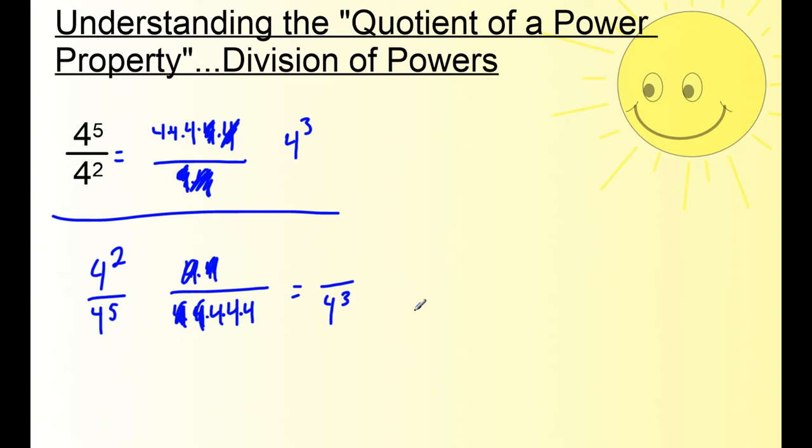Not 0, don't put 0, it's 1. So we have this 1 over 4 to the 3rd power. That is an okay answer. In fact, that's the correct answer. That's the answer we'd want to say here. Okay? So the way that I do dividing properties, or division of powers here, is I start canceling.